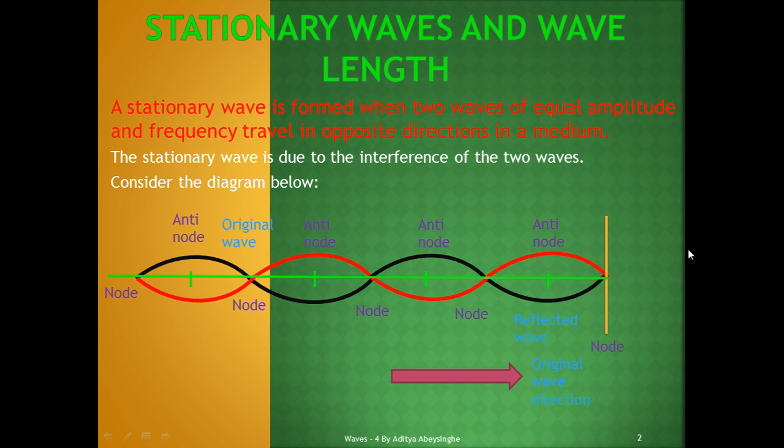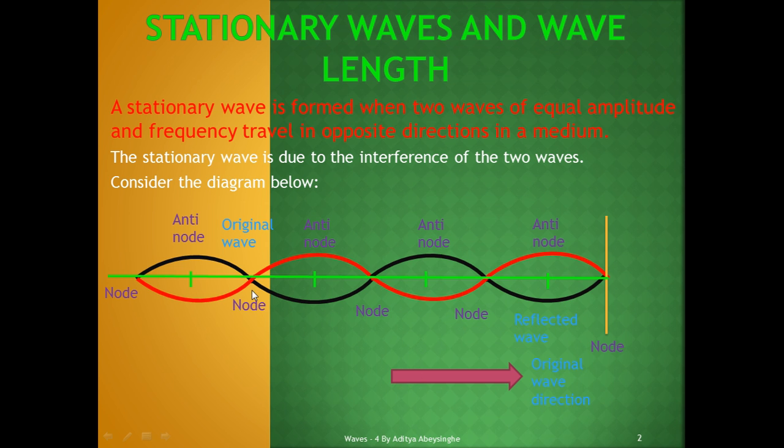Actually, in the original wave we don't have the nodes and the antinodes, but when this wave reaches the barrier, it is reflected back along the opposite direction, so the reflected wave is the vertical flip of the original wave. So when this wave reaches this point, we have some loops like this. The number of loops formed depends upon the place where you pluck or displace the string, and also upon the length of the string.